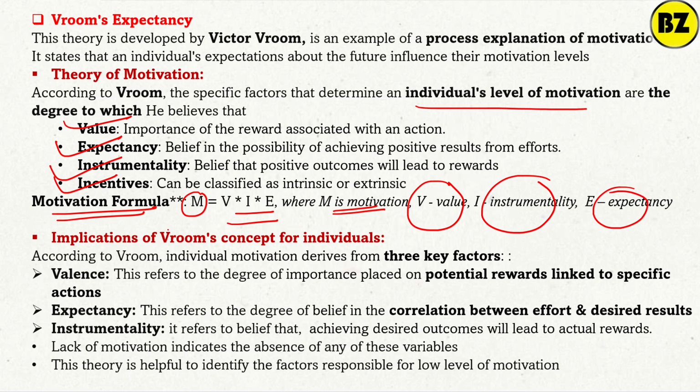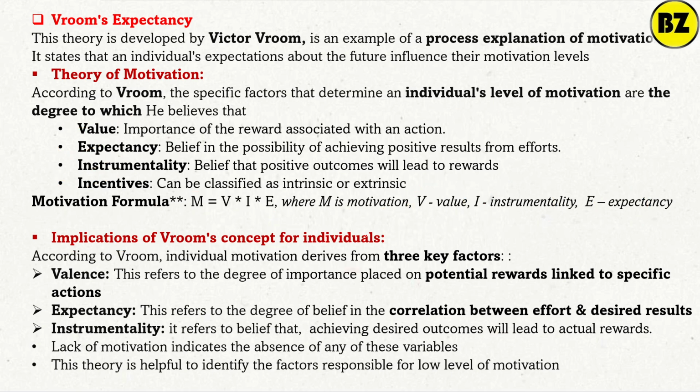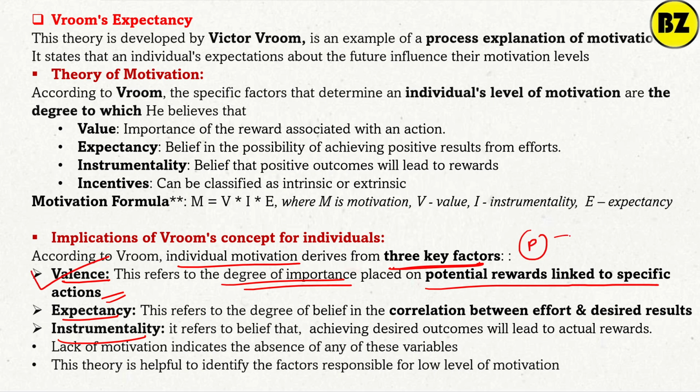Okay. So what are the implications of Vroom's concept for the individual? According to Vroom, individual motivation is derived from three key factors. Again I repeat: V for valence, E for expectancy and I for instrumentality. Valence refers to the degree of importance placed on a potential reward linked to a specific action. So here valence means simply how much importance is given to the specific action, right?